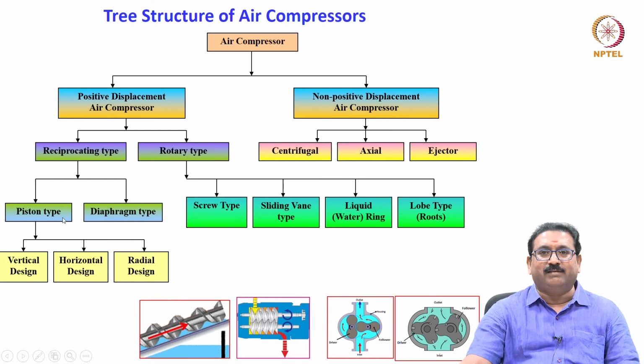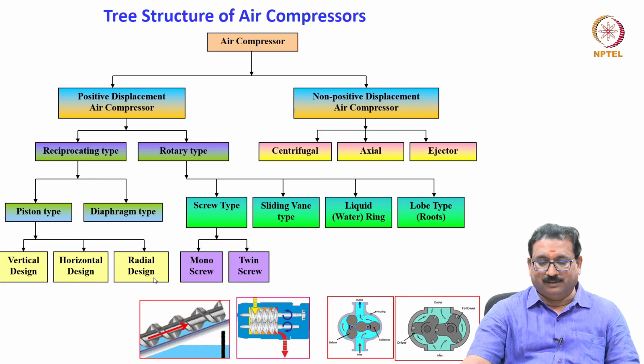In piston design, based on how you mount it, the vertical design, horizontal design and radial design of reciprocating type compressors are available. In a screw type, mono screw or twin screw. Mono screw means only one screw in the tube. Twin screw means two screws. One is a power screw, another is a follower.